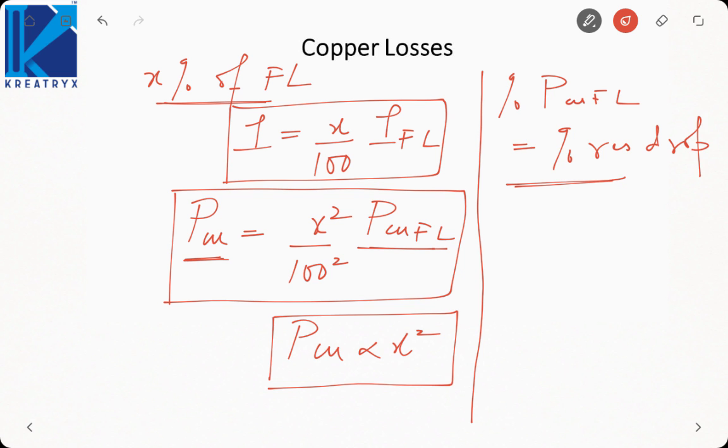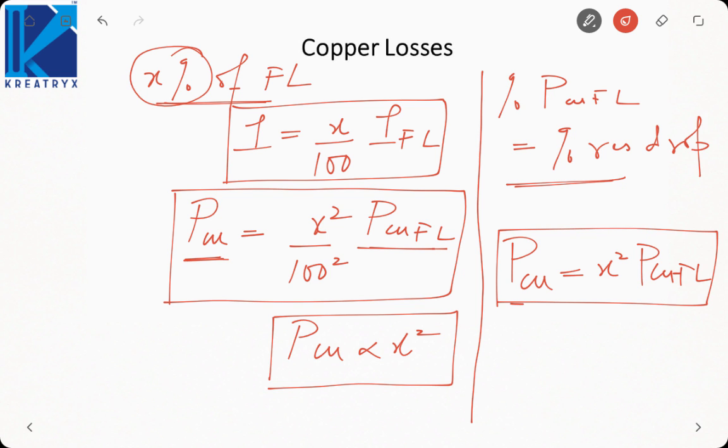The relation between these two is this. X is in terms of percentage. If X is in terms of fraction, we will write PCU is equal to X square PCU FL, if X is given in terms of ratio or the fraction. Okay. So remember this difference between full load copper loss and copper loss at any other value of current.